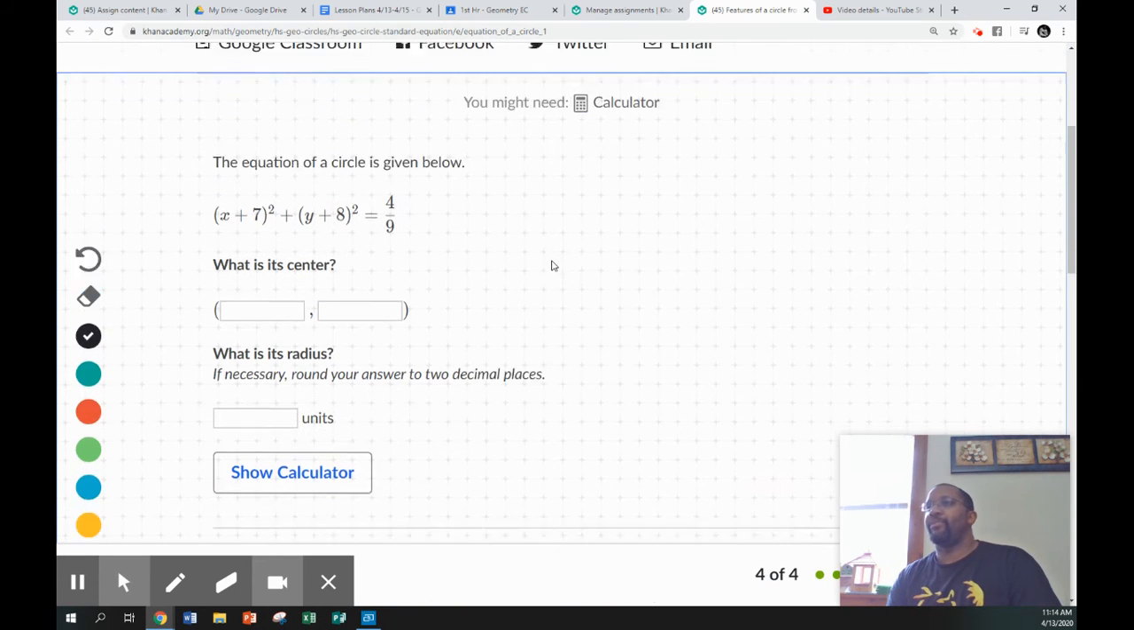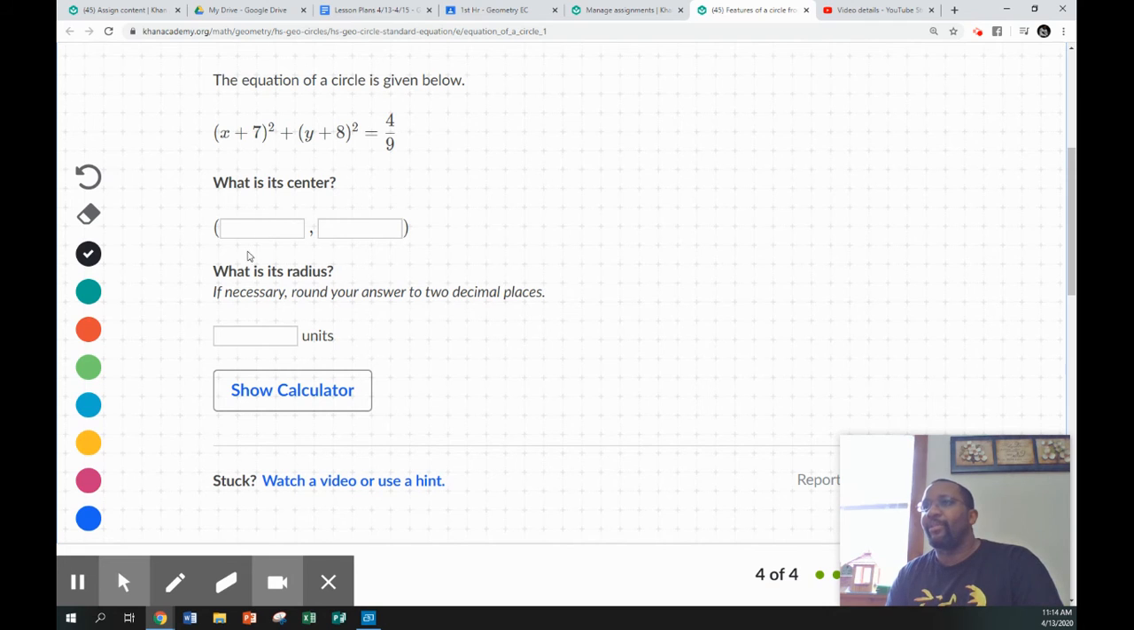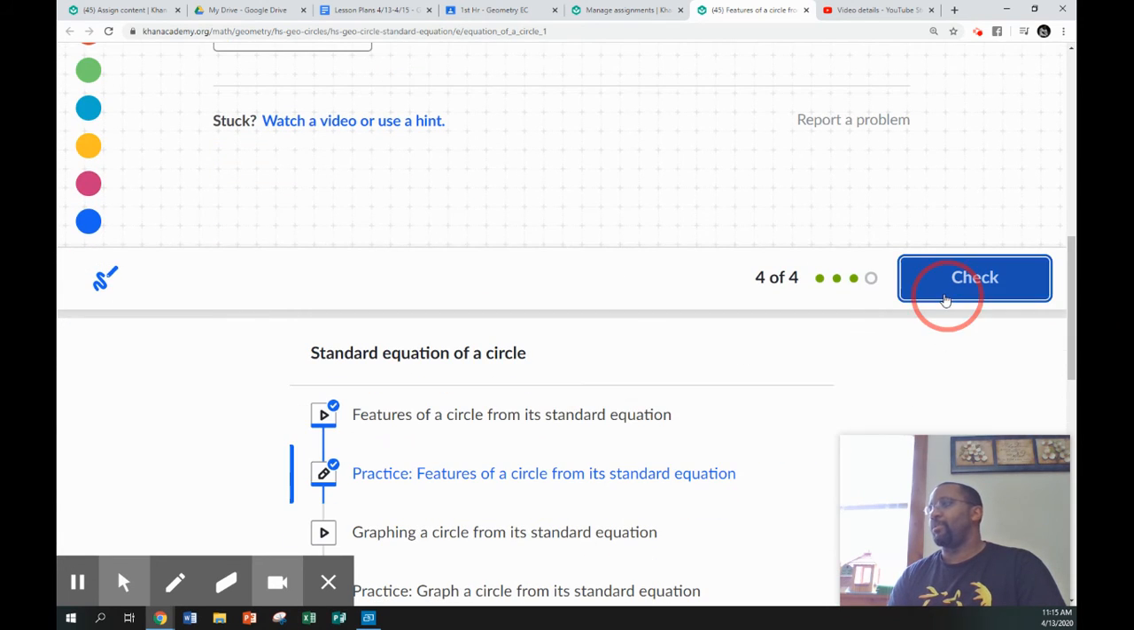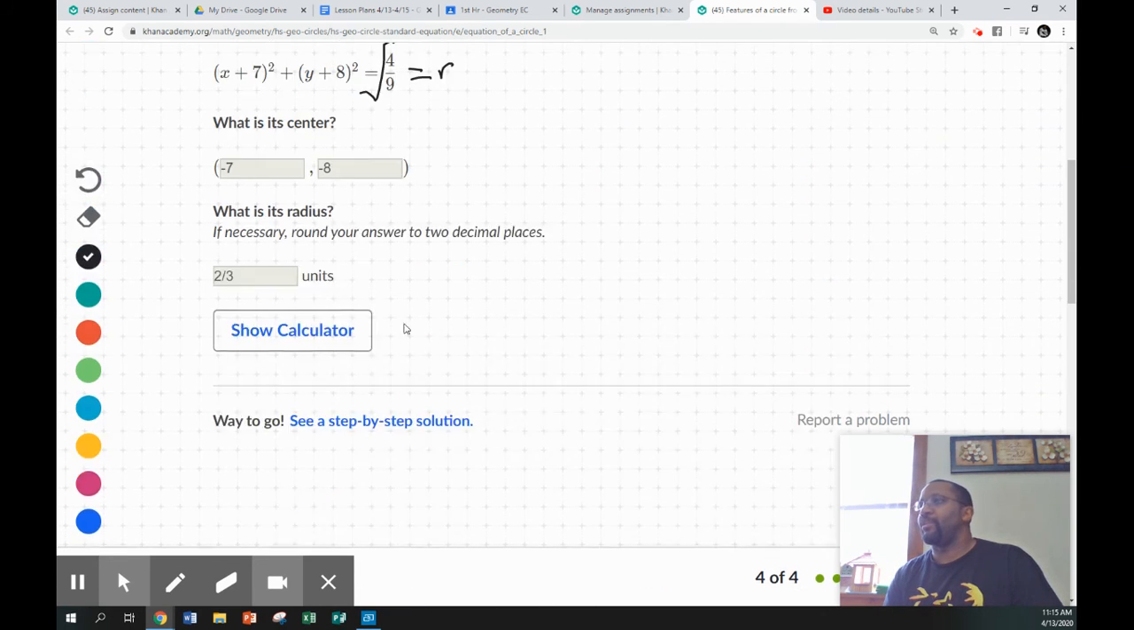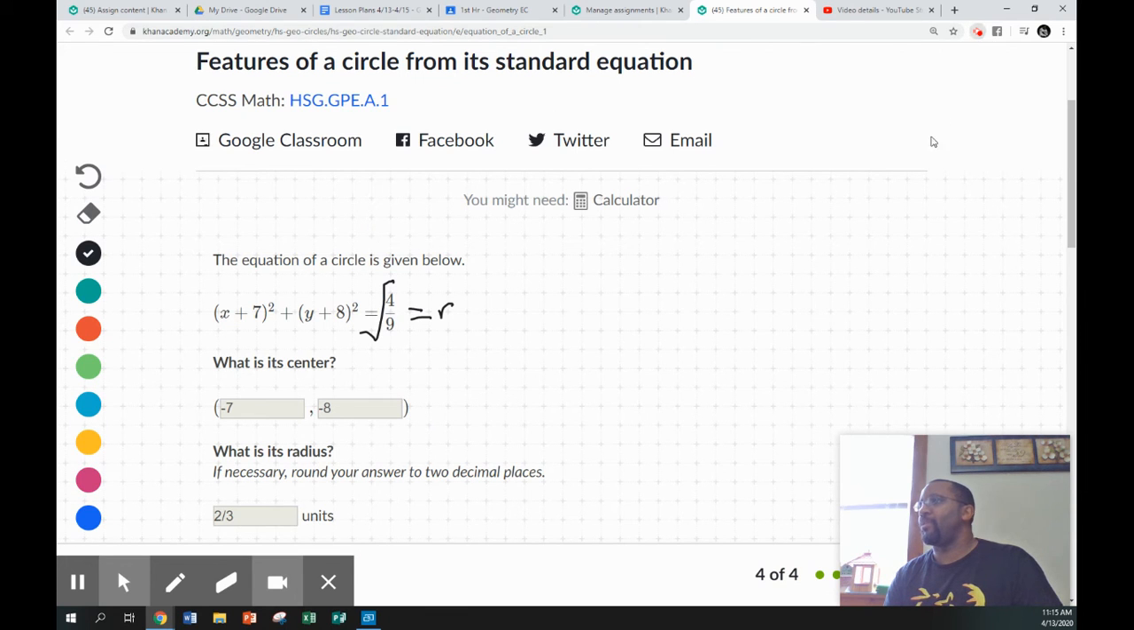You guys want to see one more? I think it's going to turn out to be kind of easy. X minus negative 7, so that has to be negative 7, and y minus negative, so that has to be negative 8. And if I want the radius, I have to take the square root of all that. The square root of 4 is 2, and the square root of 9 is 3. That's all it takes. If you've got any questions on that, give me a buzz. Let's try the next one.